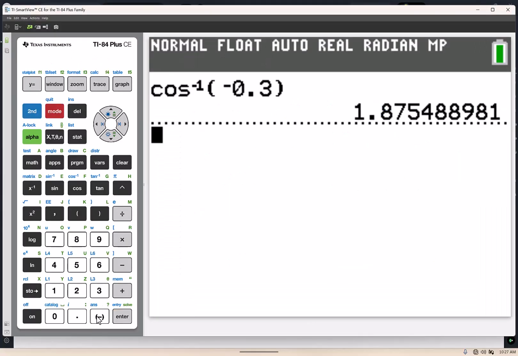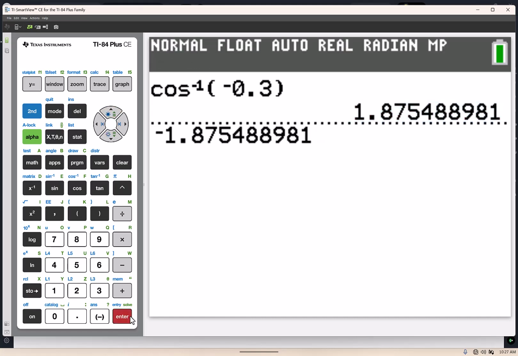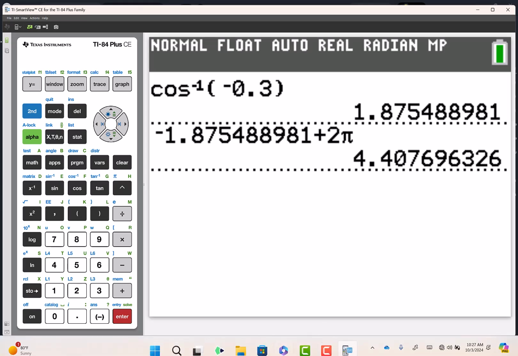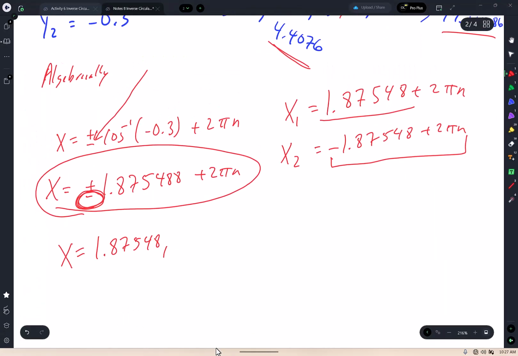Don't be embarrassed. It's a safe space. Here we go. I'm going to put negative. I'm going to scroll up. I'm going to push enter. Do you guys see how I put the negative in there? And I'm going to go plus 2 pi. Enter. Look at that. 4.40769. Did that match perfect? 4.407. Yeah, it did. Good job, table 2. Not that table 1 is, good job, table 1.